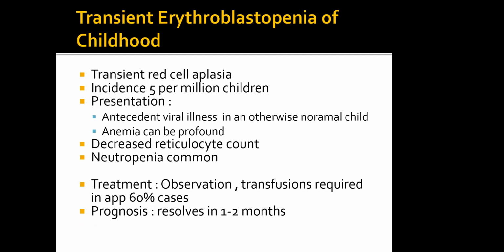Then the differential: because of a history of a preceding viral illness, we think of transient erythroblastopenia of childhood, or TEC. But this is generally a reduced production, and this is self-limiting. Transfusions are only required in about 50 to 60% of patients, and the children get well very quickly.